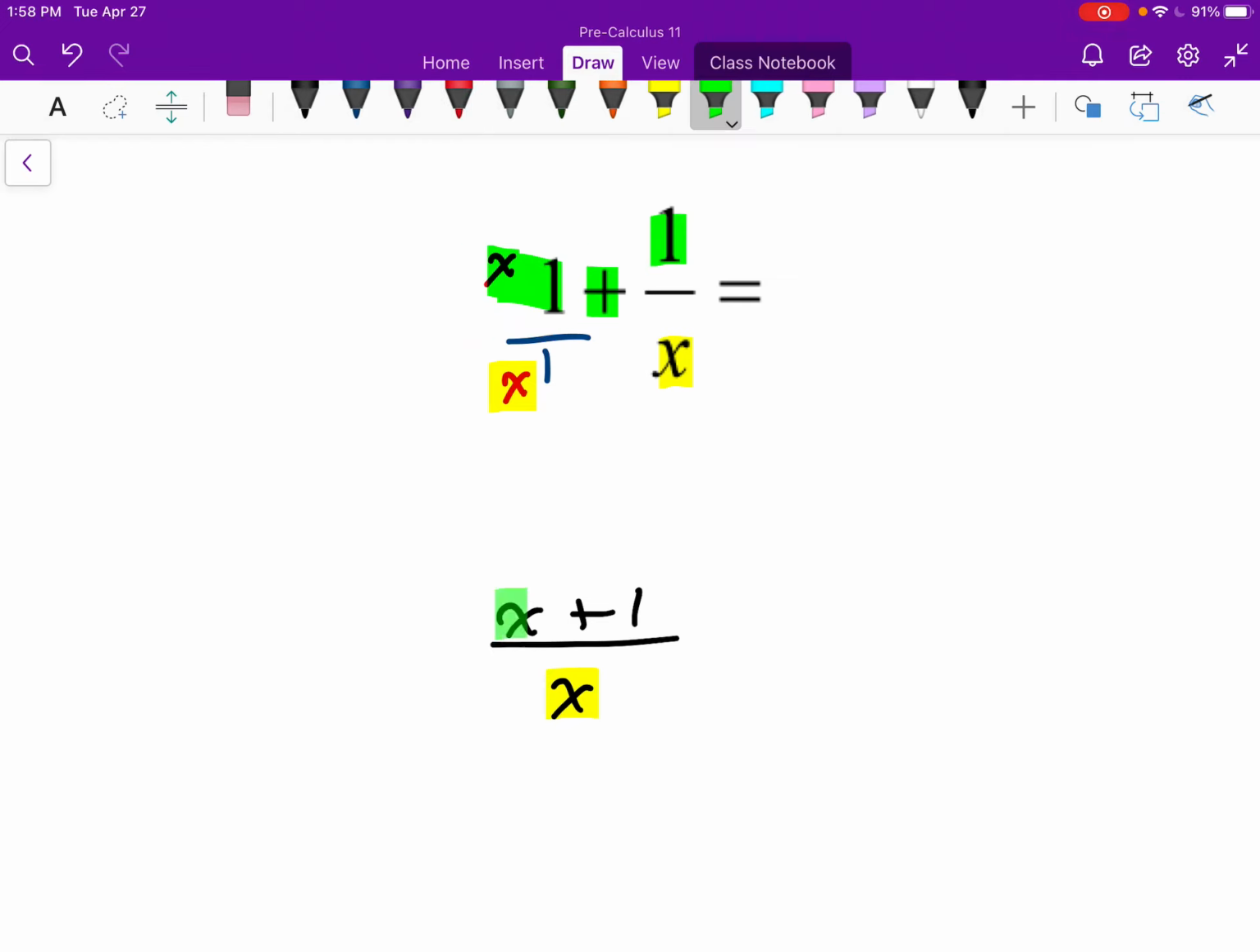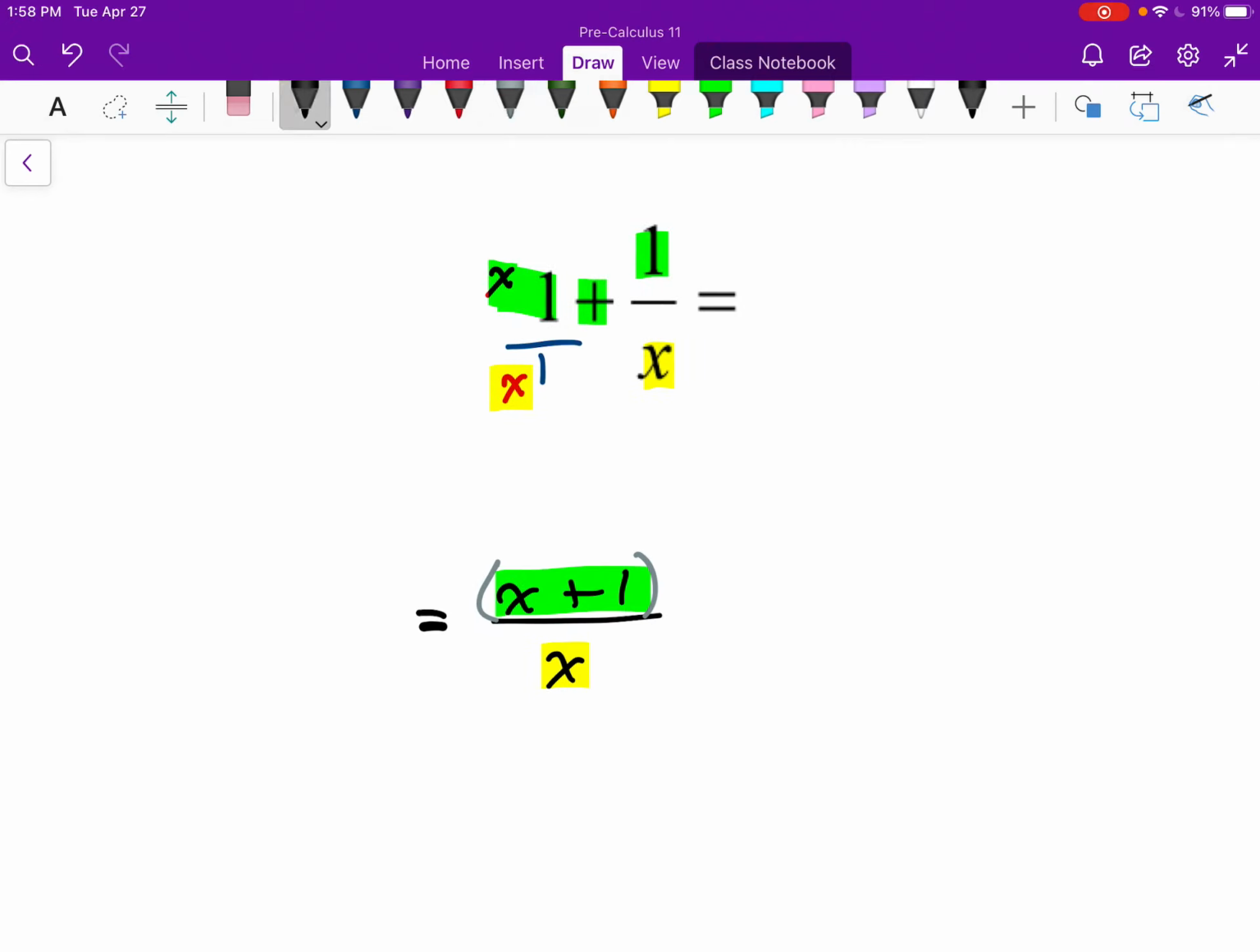Again, I should see if I can simplify anything here, but I cannot. I don't have a common factor of x in the numerator and in the denominator. I have a factor of x plus 1 in the numerator, but not just an x. So I can't cancel anything out. So I've simplified it. My restriction is x cannot equal 0.